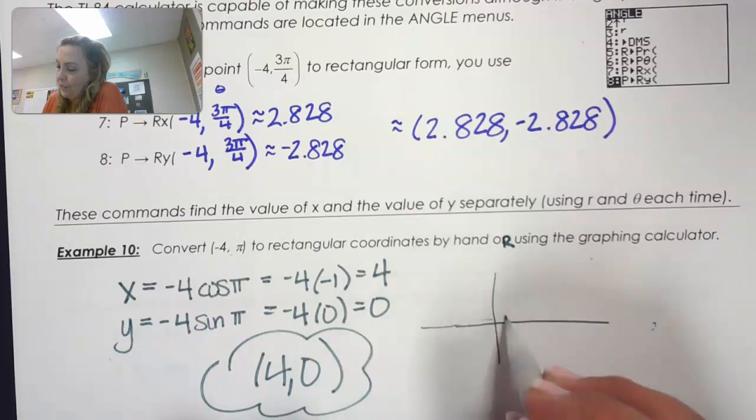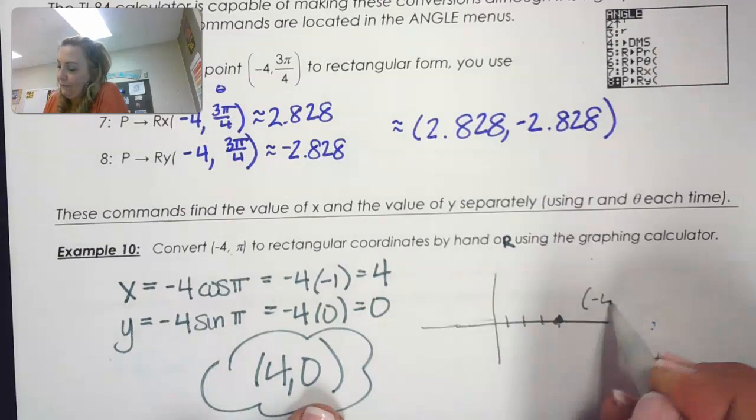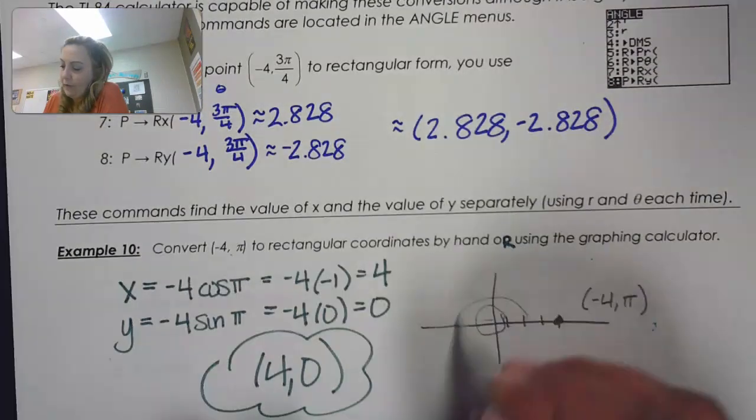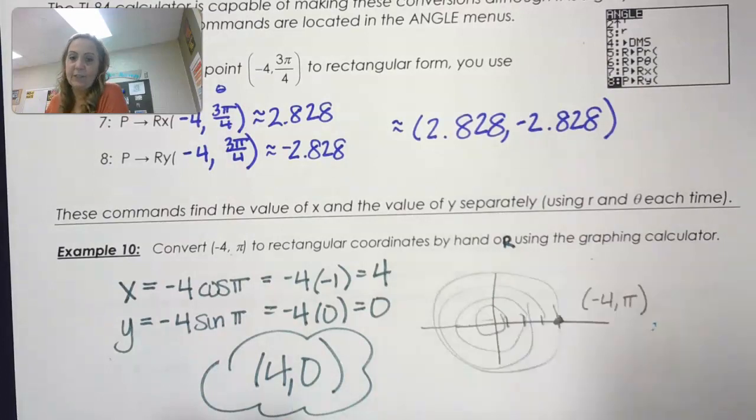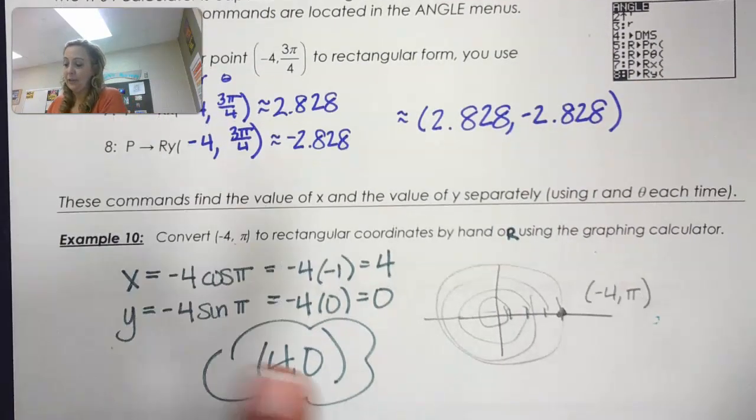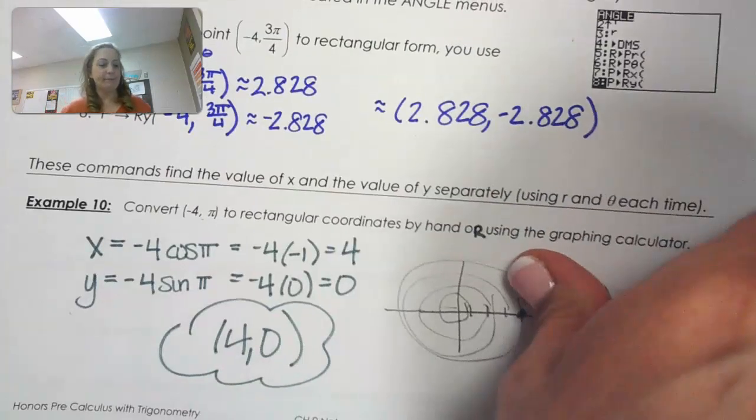We'd want to go 4 to the left. And so that's where -4 pi would end up in our polar coordinate system. That's really pretty, right? And do you guys see that that would be the same in our rectangular coordinate system, without the circles, as the point (4, 0)? So just a little bit of a connection that way, okay?